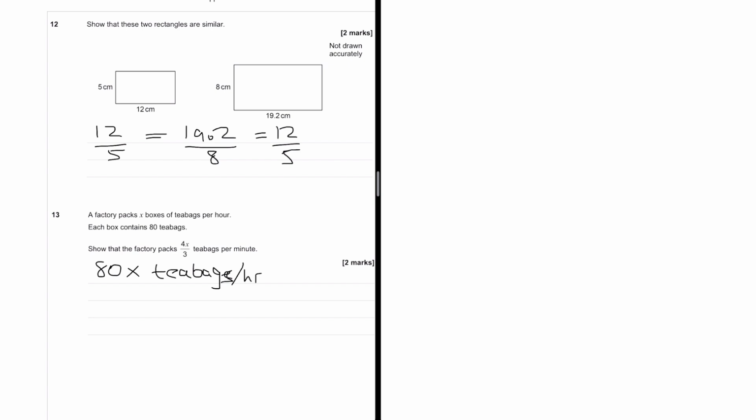And if we want to work out a minute, well, a minute is an hour divided by 60. So it's going to be 80x over 60. Well, we can divide top and bottom by 10, and we get 8x over 6. And then we divide top and bottom by 2, and we get 4x over 3 tea bags per minute.